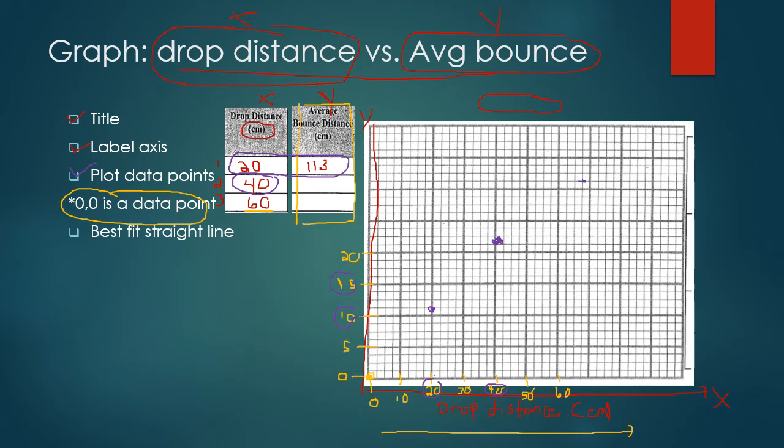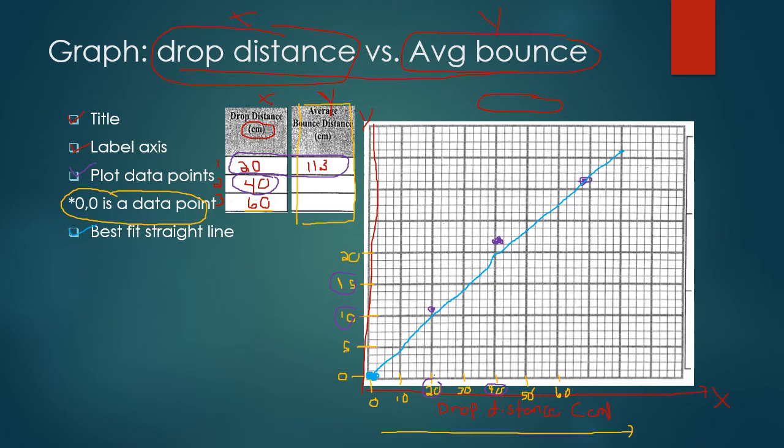say my other one's over here, and I wanted to draw a straight line through them. I'm going to start at the origin because 0, 0 is a data point. If I drop it at 0 distance, it's going to bounce 0. Now, if I connect the dots, this won't be a straight line, so I don't want to do that. And my line isn't going to look straight because I'm using a mouse and I don't have a ruler or a straight edge. So it would be something kind of like that. I went through 2 data points and I have 1 data point above the line. So this would be my best fit straight line. I want you to use a straight edge and make it actually look straight though.